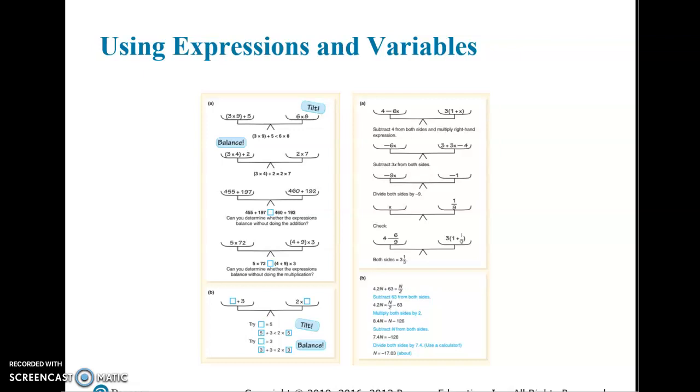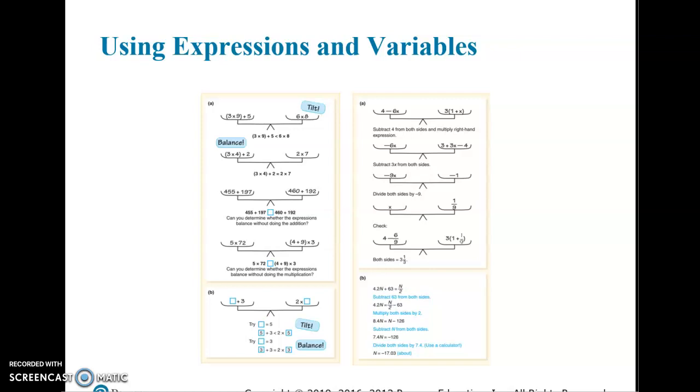Using expressions and variables in there. So the expressions in A, we have 3 times 4 on one side and 4 plus 4 plus 4 plus 4 on the other side. Which one is greater? Which one's equal? 3 times 4 is 12. 4 plus 4 plus 4 plus 4 is 12, so it's equal, so you use the equal sign.